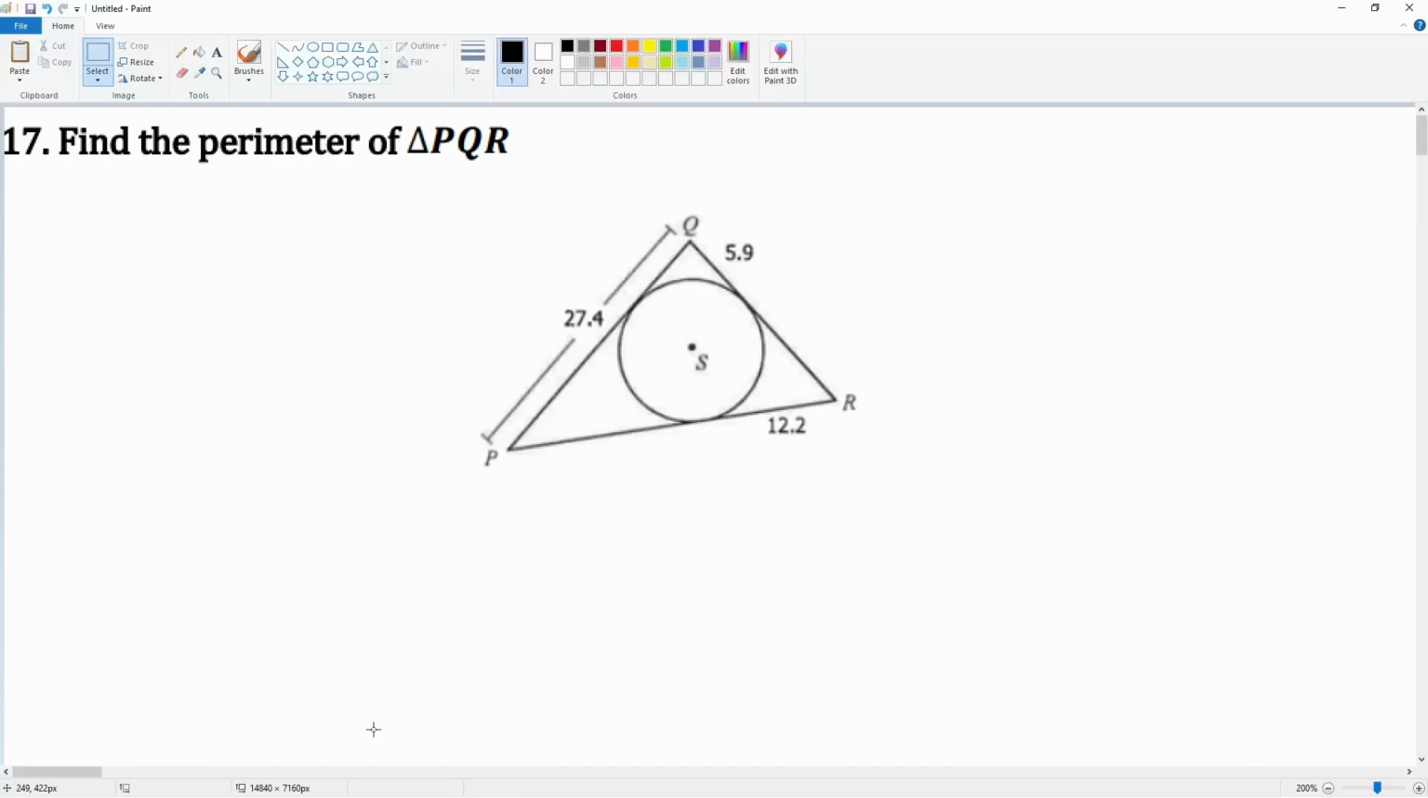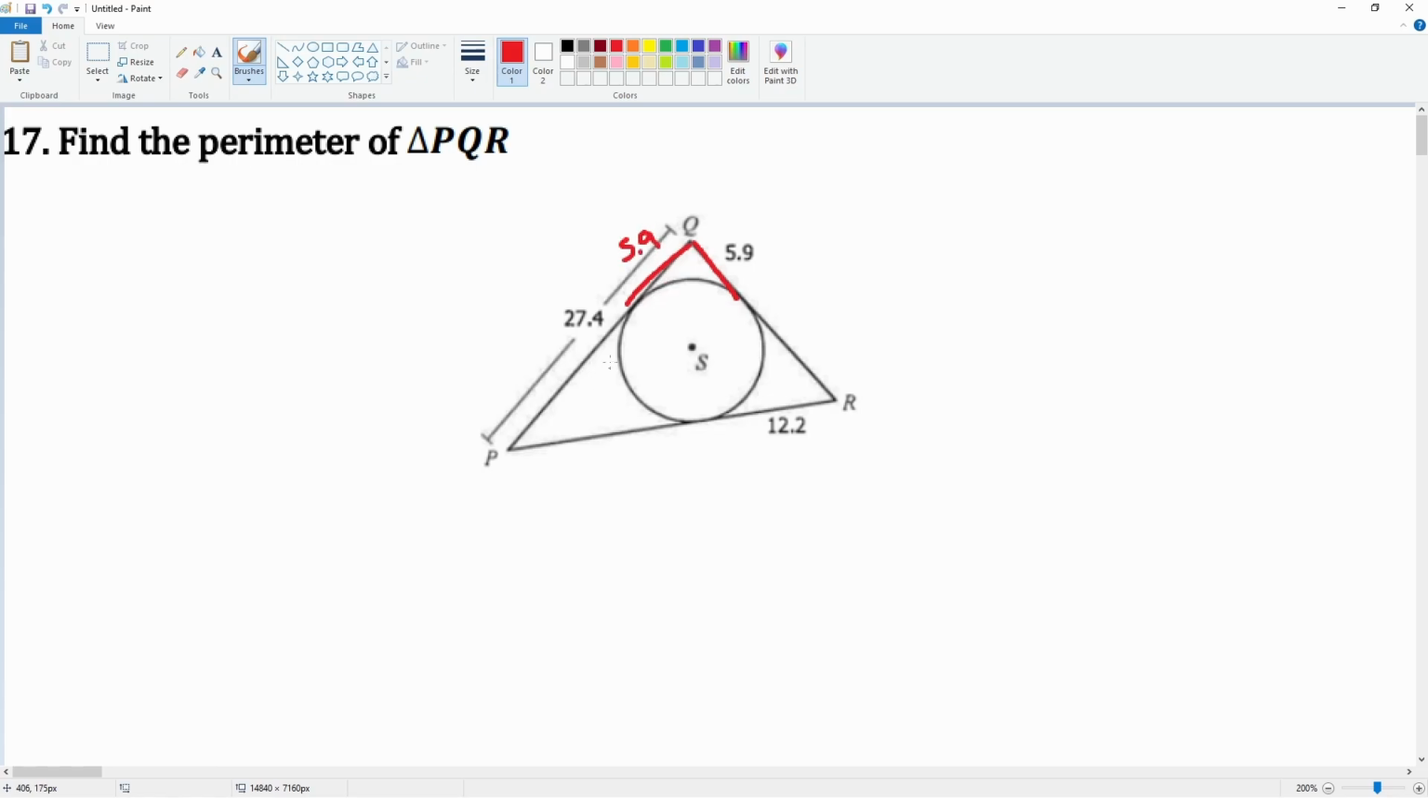Question 17, we're asking to find the perimeter. To find the perimeter, we have to add all the sides together. But we have some missing values here, okay? We know that this is 5.9, so this also has to be 5.9, okay?